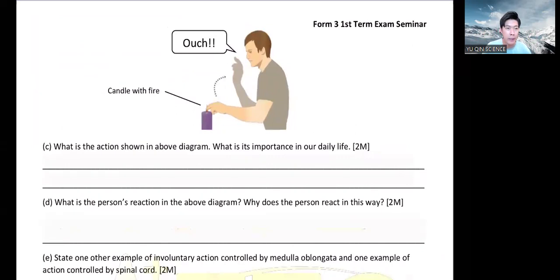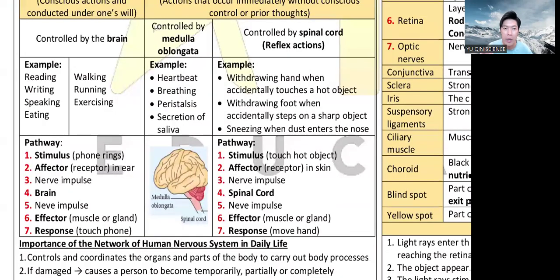Okay. Like a candle with fire, touching the candle. Ouch. So obviously the hand is removed. Hot. What is the action shown above and the importance? So for 2 marks, what is the action? Remember, touching something hot, stepping on something sharp, all these are under reflex action, right? So first answer, reflex action.